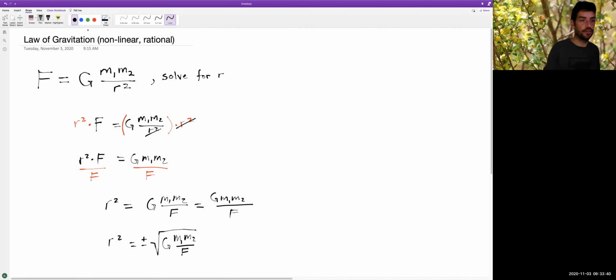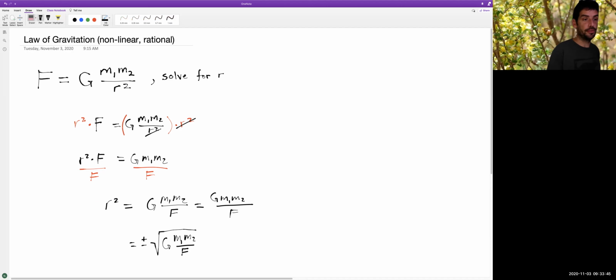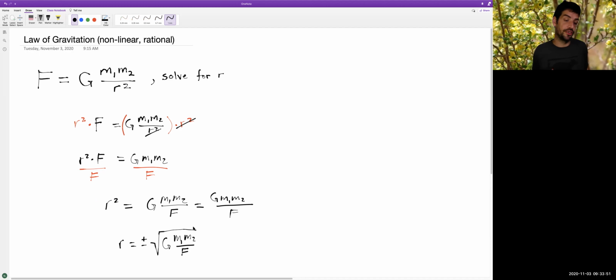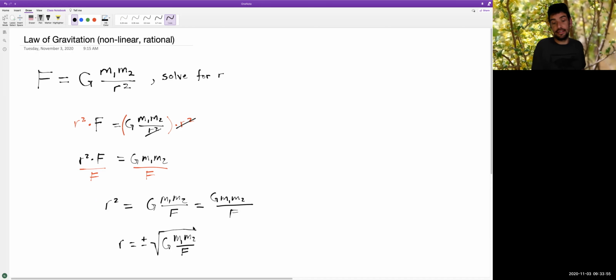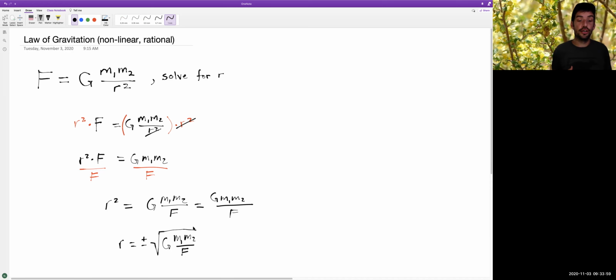Both of these, oops, I should not have written that square there. Both of these numbers, positive and negative, the square root of this whole mess, will give us r squared when we square them, right? The negative disappears. So mathematically, this is the answer. There are two possible solutions for r.